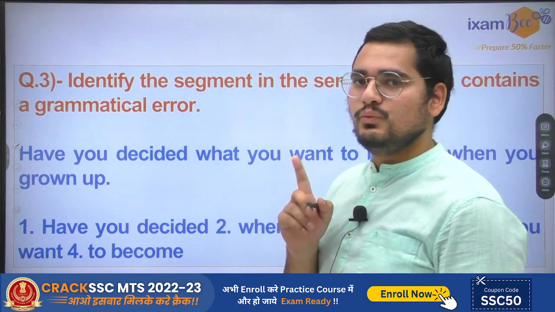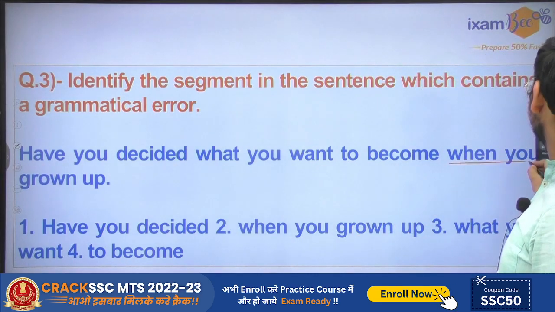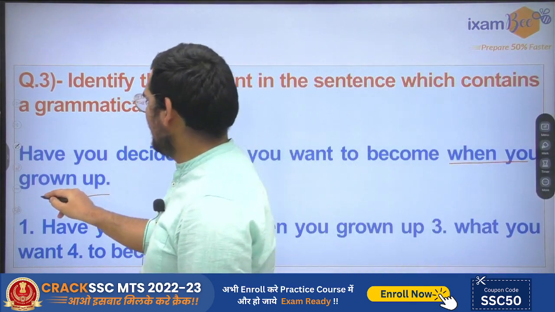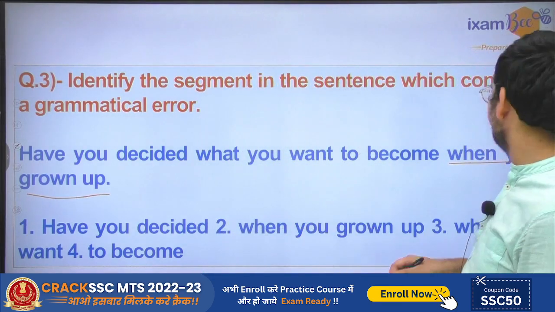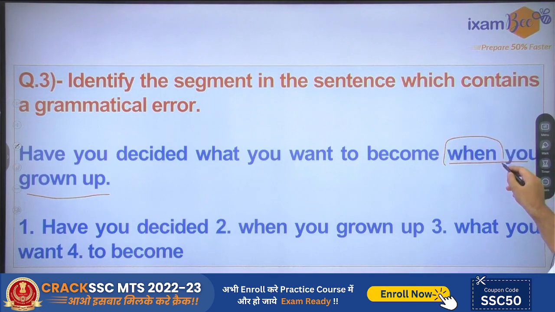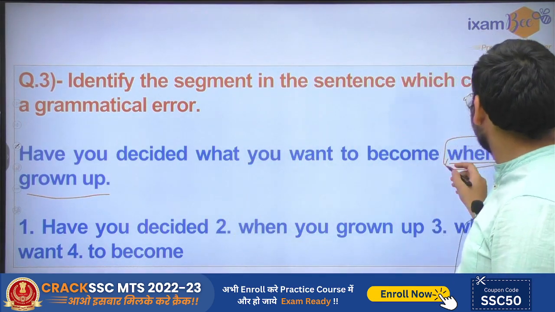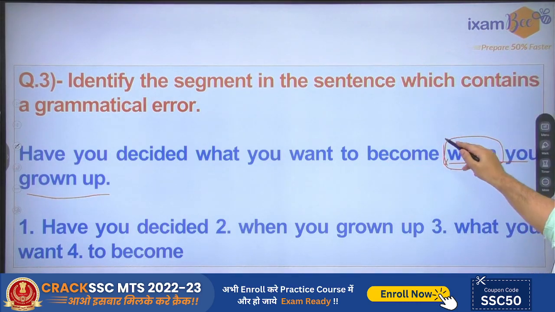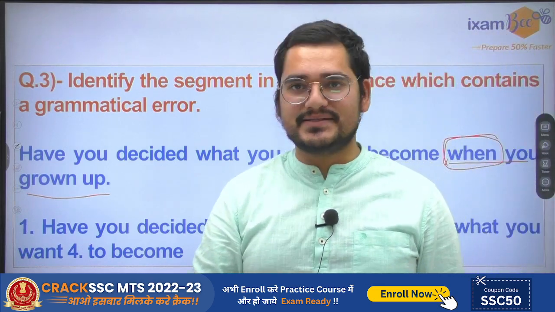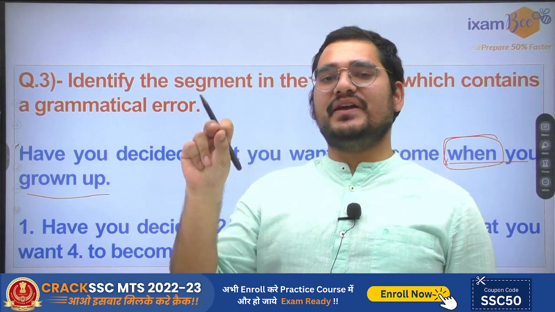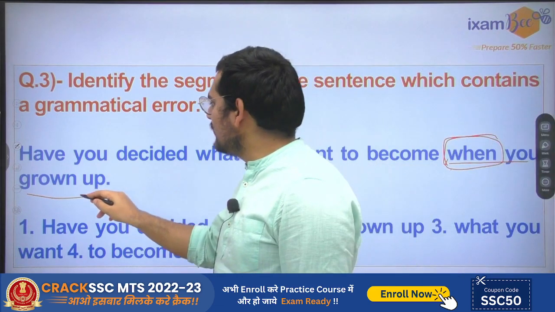If you're well versed with the tenses, you will automatically get to know that there is some error in this part. "When you grown up", this hasn't happened yet, right? So it should be future tense, right? That means it hasn't taken place yet. So it is talking about a specific condition, right? When.